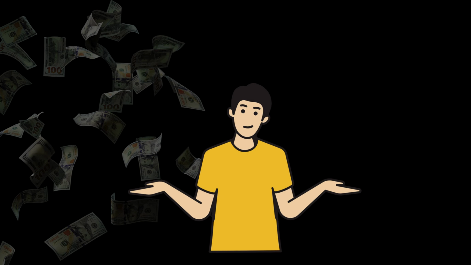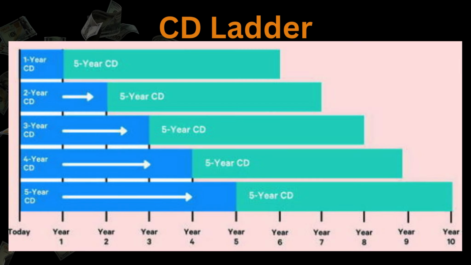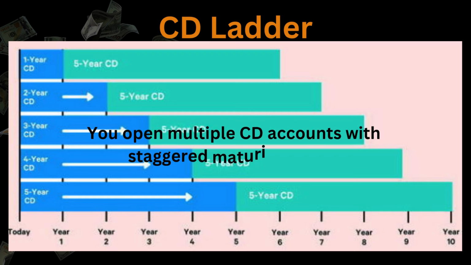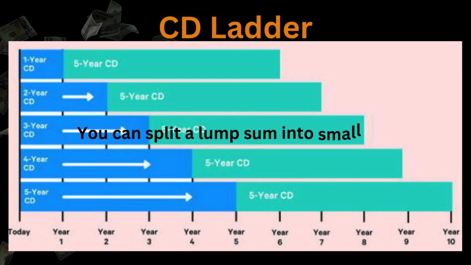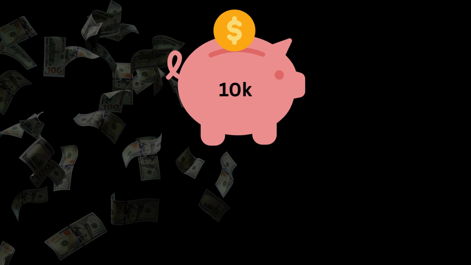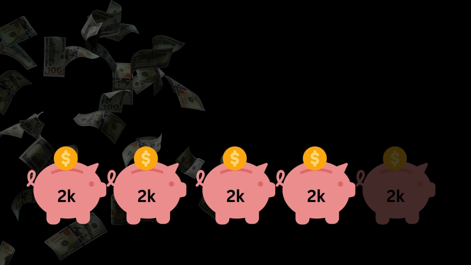Want flexibility without giving up higher rates? Consider a strategy called the CD ladder. Here's how it works. You open multiple CD accounts with staggered maturity dates. This way you can access funds at intervals without penalties. Alternatively, you can split a lump sum into smaller CD accounts. For instance, instead of placing $10,000 in one CD, divide it into 5 $2,000 CDs. If you need to withdraw early, you can close just one.